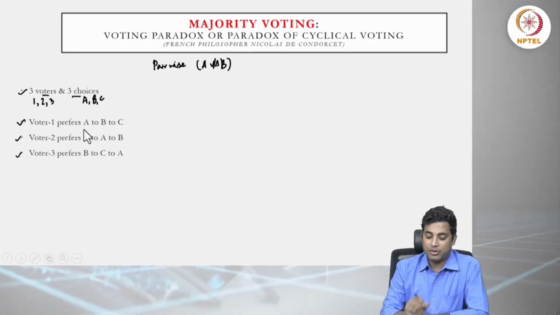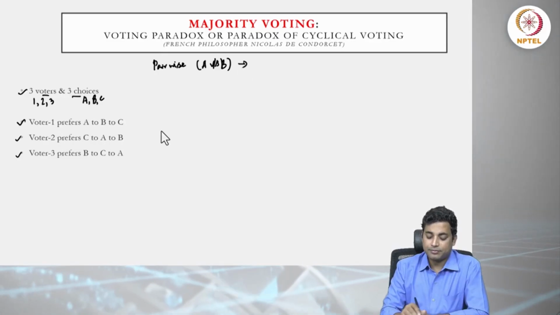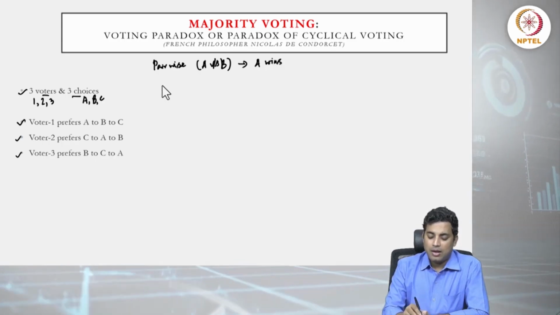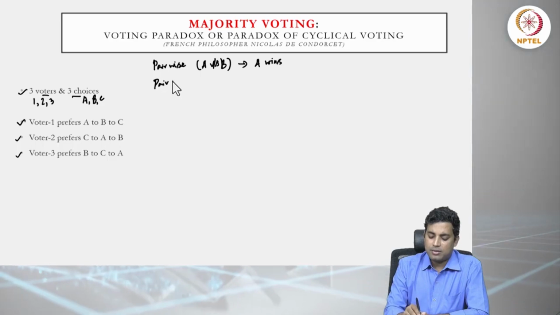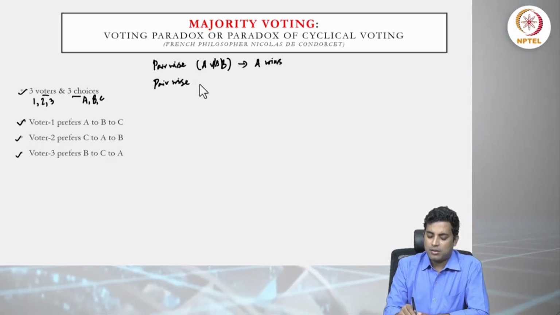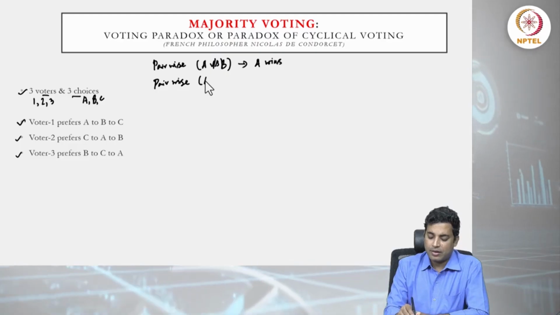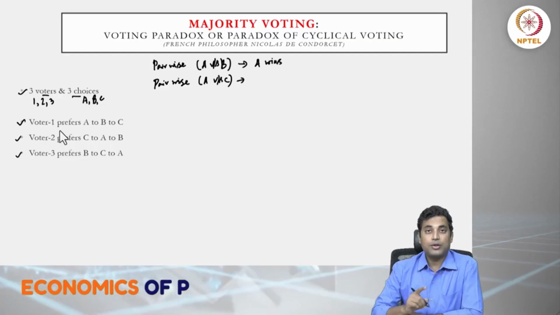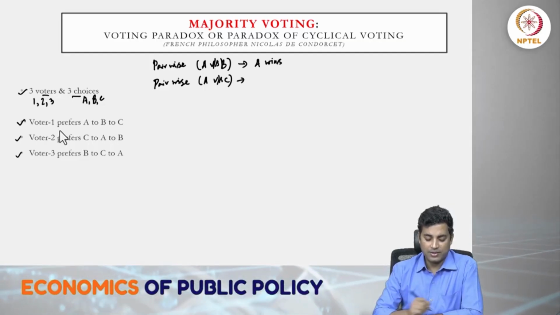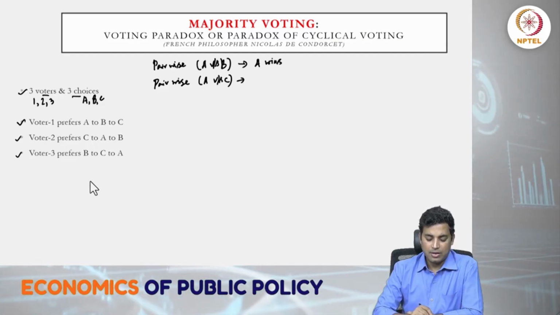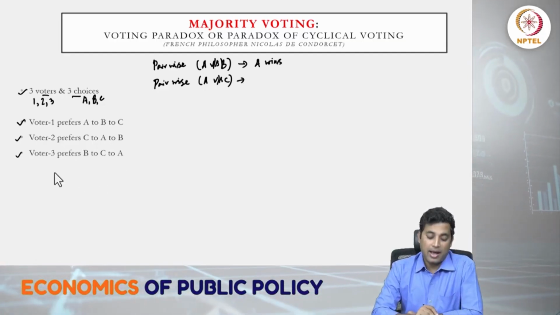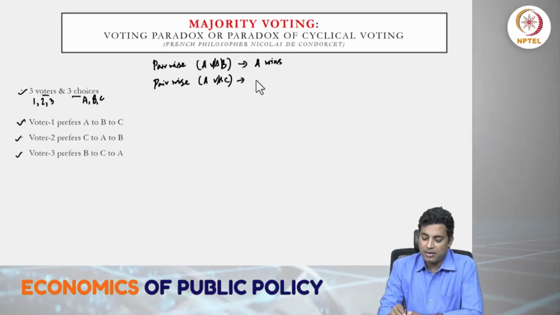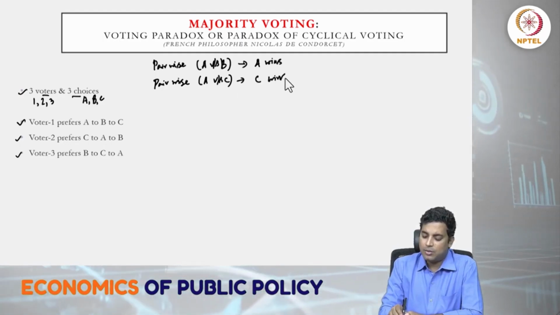Therefore, clearly A wins. Another one, pairwise. Assume A versus C. Here, voter 1 prefers A over C, but then voter 2 and voter 3 prefer C over A. So that means from here C clearly wins.